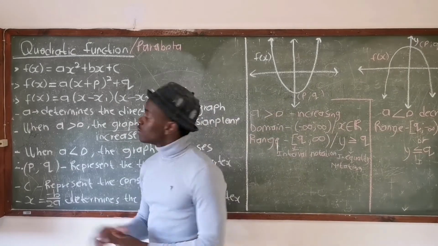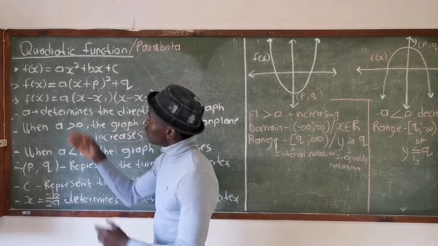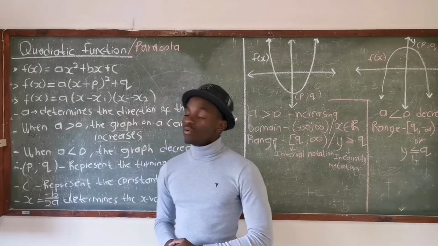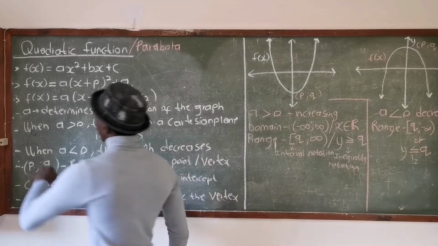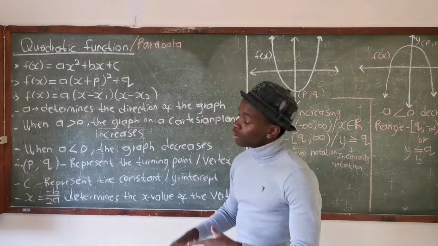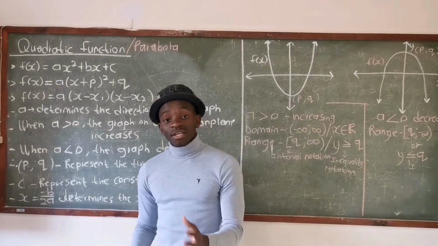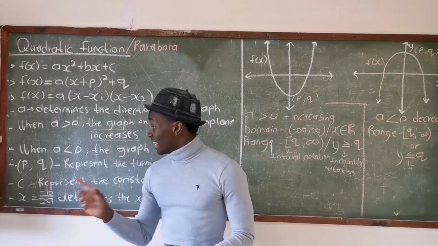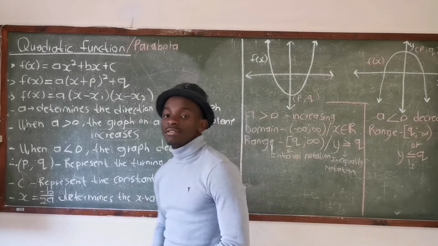Then therefore, the third equation, as you can see, is the equation that is used to determine the value of a. When you have some points on the graph, then a determines the direction of the graph. And by saying that, when a is greater than 0, the graph on the Cartesian plane increases. And when a is less than 0, the graph decreases.